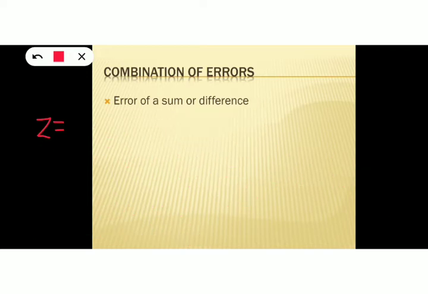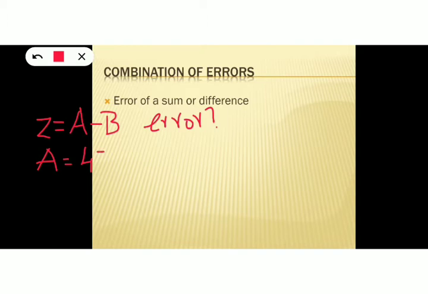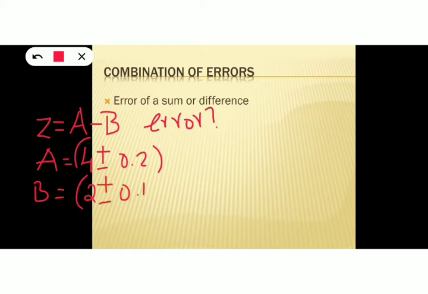Next, let us assume that Z is a quantity which is obtained by subtracting A and B. That is, Z is equal to A minus B. How will you find out the error in Z for such a subtraction procedure? Here again A is equal to 4 plus or minus 0.2, and B is equal to 2 plus or minus 0.1. So Z is equal to A minus B.